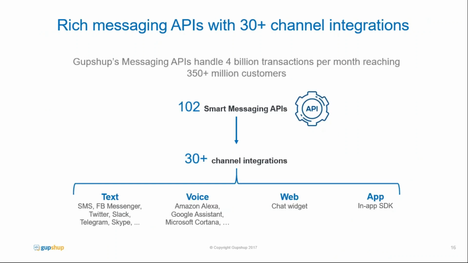We have more than 30 channel integrations right now, and we have our own messaging APIs. Currently our API is processing 4 billion transactions per month, which is a huge number, across 350 plus million customers. Now this includes everything, since Gupshup is also India's largest SMS vendor.